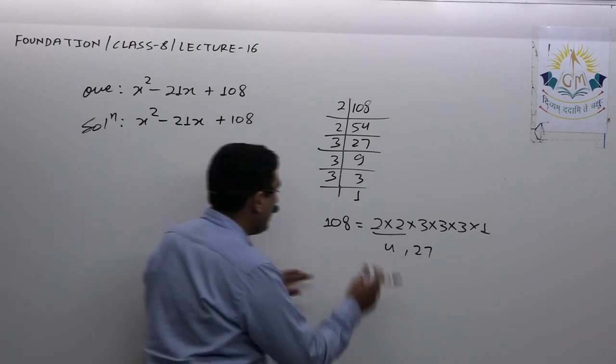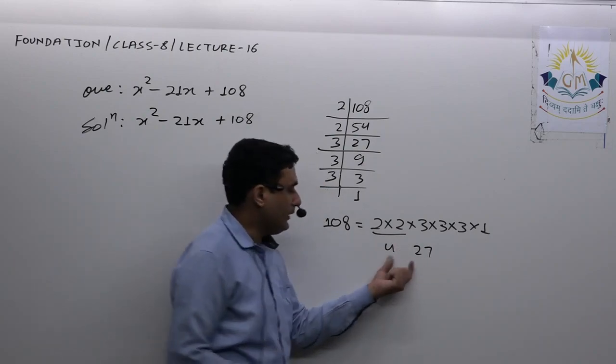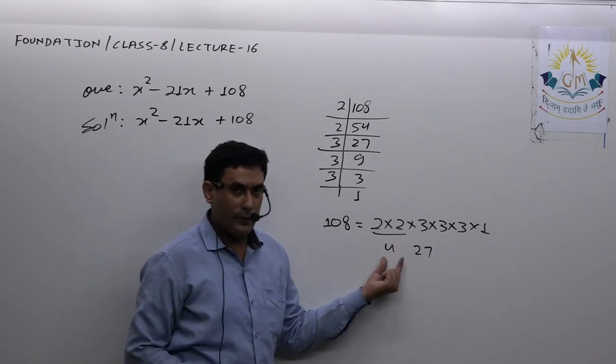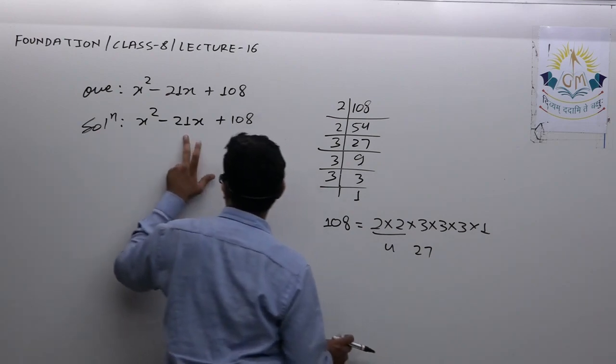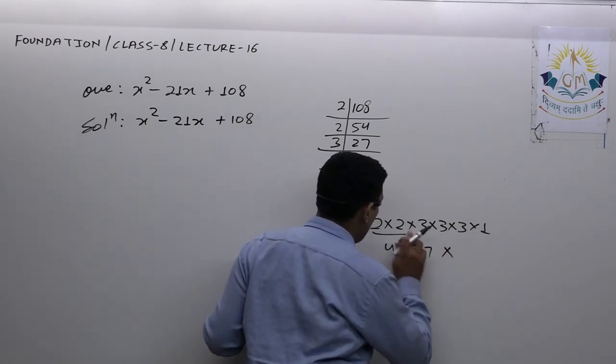But still if you are getting confused, do both things. 27 plus 4 is 31. 27 minus 4 is 23. In both cases you won't get 21. So this is an incorrect combination.